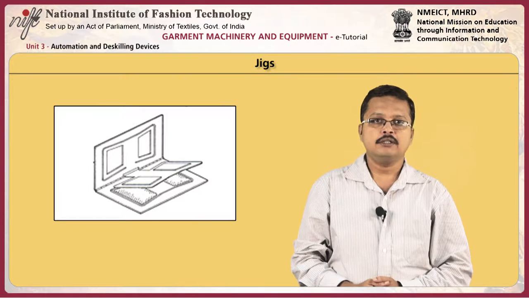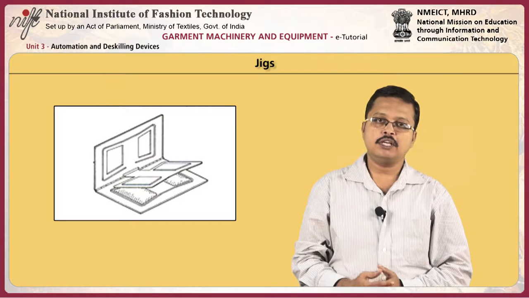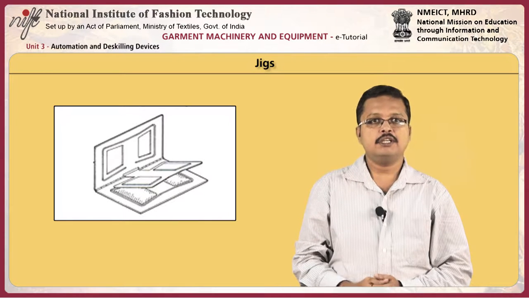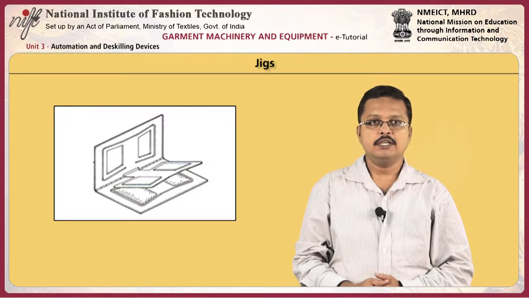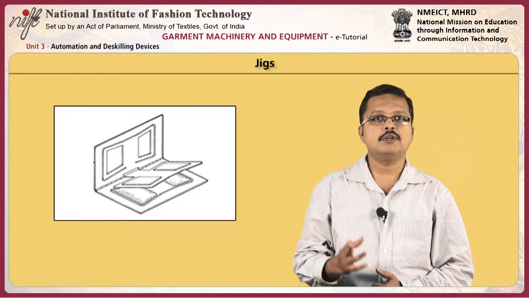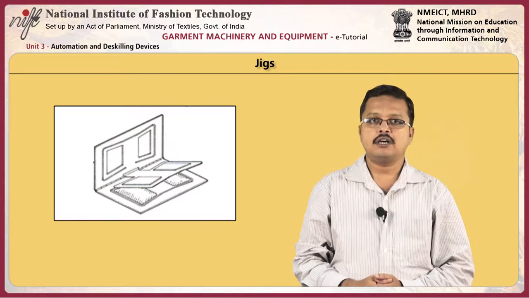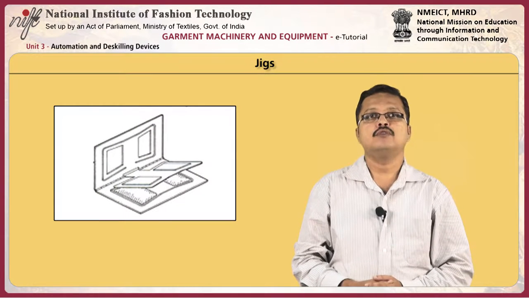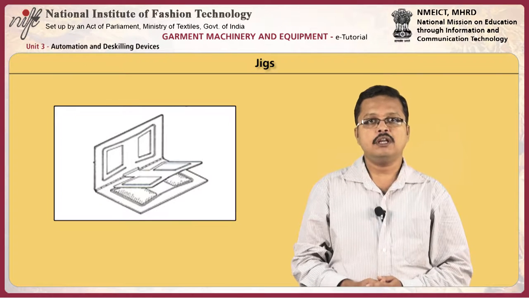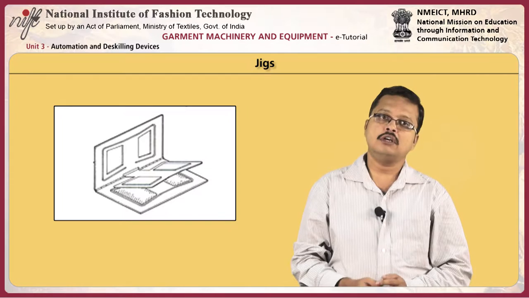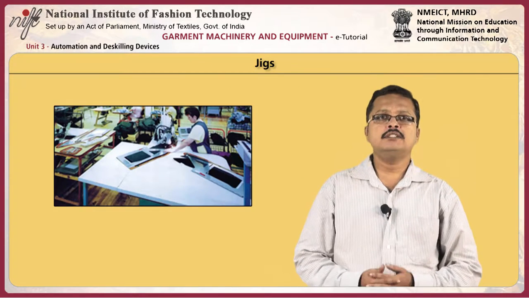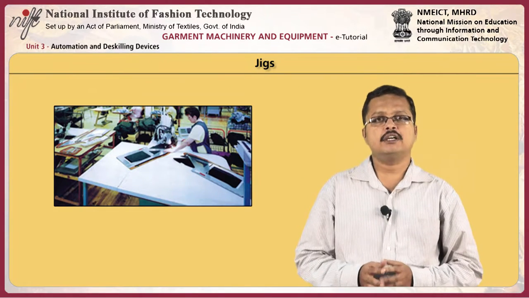The operator moves the jig, carefully controlling it. The disadvantage is that if larger seam allowances are required, extra fabric has to be trimmed off. Separate jigs are needed for every style and therefore they are useful only for long production runs. Automatic jigs are also available. Jigs are also known as profiles in the garment industry.